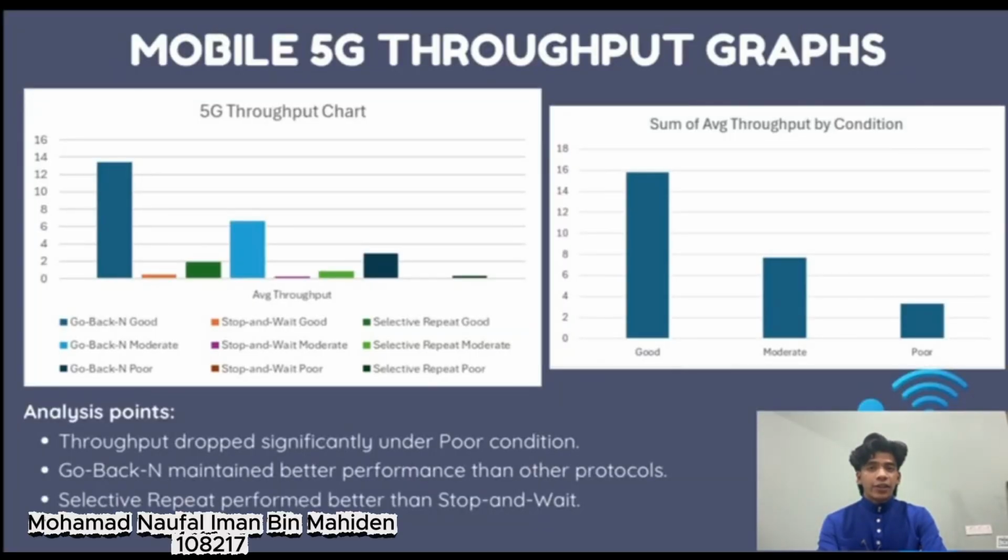Let's analyze protocol performance over the mobile 5G infrastructure. Starting with throughput, our simulation results show a sharp drop across all protocols as network conditions degrade from good to poor. This is due to the wireless variability inherent in mobile environments. However, despite the decline, Go Back N consistently maintained the highest throughput under every tested condition. Selective repeat followed as the second best, while stop and wait severely struggled due to its lack of data pipelining.